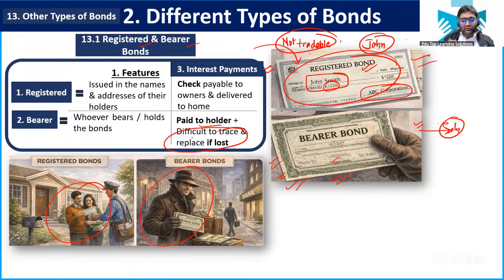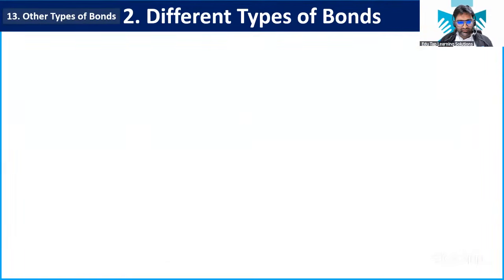Tracing, once it is lost and all, is very difficult. Okay, in short, the registered company keeps the record of the holder. Yes, very good. It keeps the record of the holder, and that is not changeable, and they give the money to them directly. It is like that. Okay, that is the registered and bearer bond. From the images also, I hope it is very clear. You can very clearly understand this.